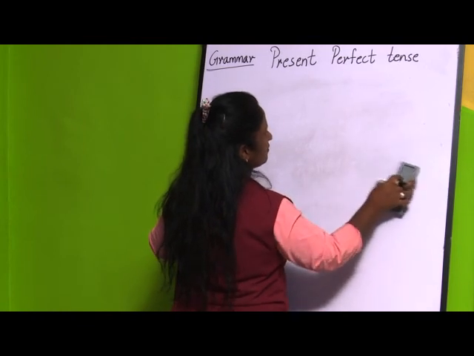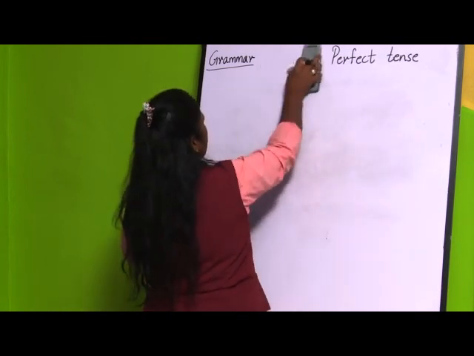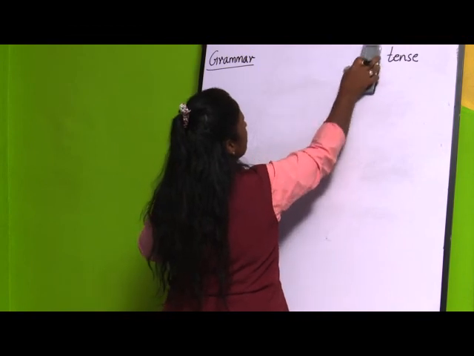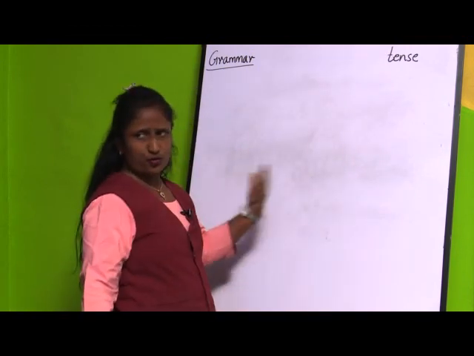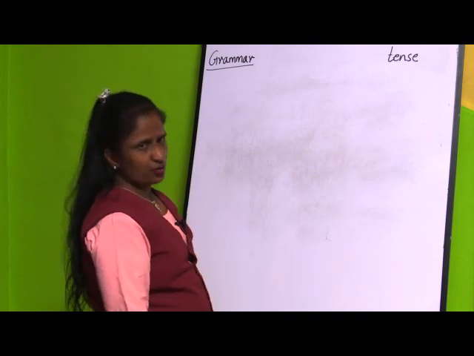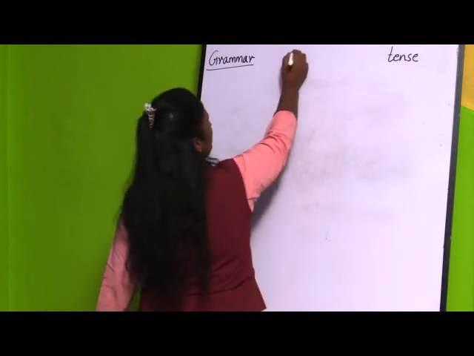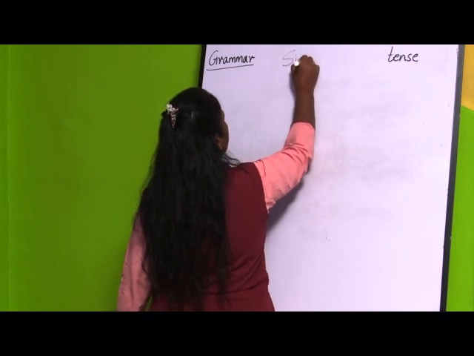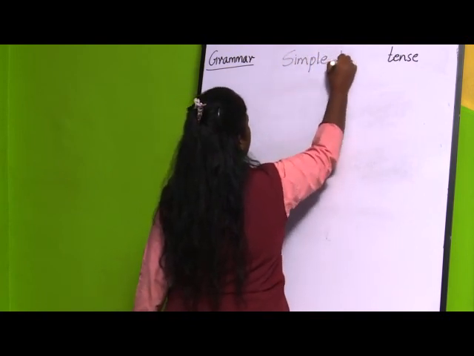Now, you know, children, what is past tense? Past tense is the action which has been completed in the past, or which has already been completed. That is called past tense. Now we will be seeing what is simple past tense.